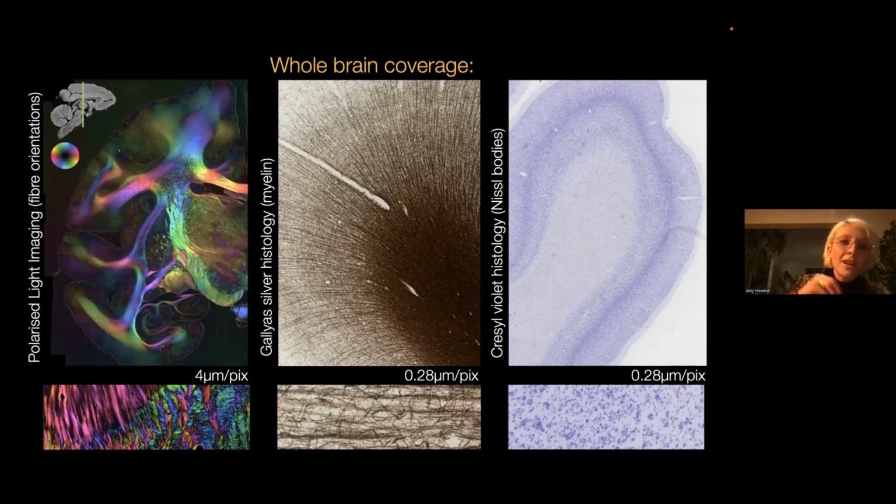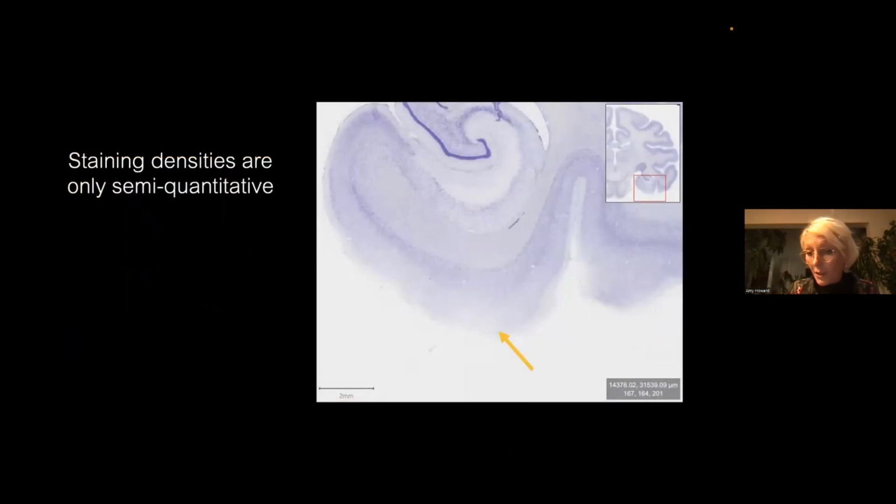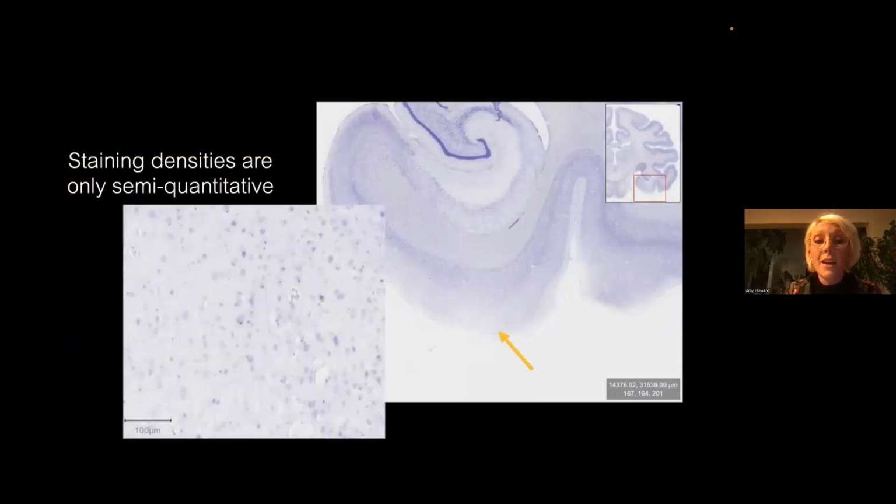So the polarized light imaging data is inherently already quite quantitative, so we can directly compare that to the MRI. But the histology, we need to try a bit harder. And this is because in histological data, we see variations in the background staining, meaning that our staining densities are only semi-quantitative. And what I mean by that is that here you can see there is a region where we have very faint staining, even though there are plenty of cell bodies. So how do we make sure that we're sensitive to the cell bodies irrespective of this kind of background staining?